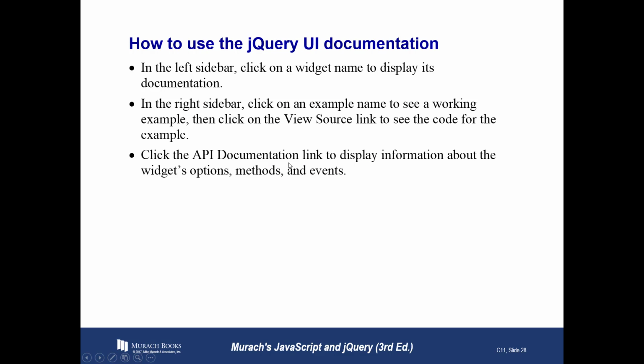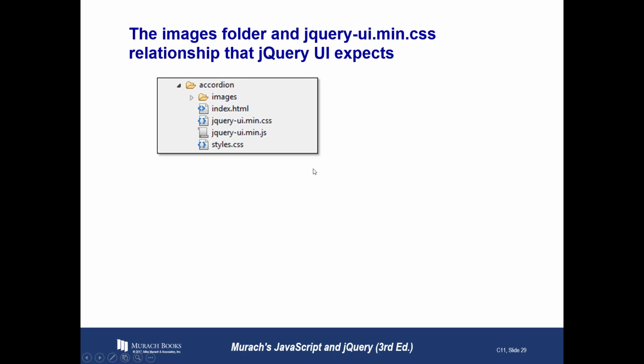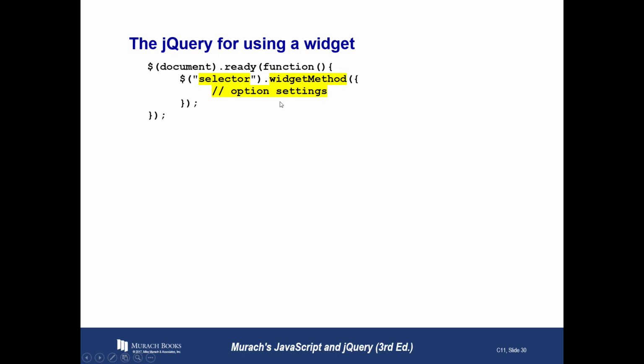All right. How to use the jQuery UI documentation. I've shown you this. In the left sidebar, click on the widget you'd like. In the right sidebar, click on the example name to see a working example. Check the API documentation to display additional information. Here is an example of how you would typically use a widget. You put it under your document.ready, and we really haven't talked about that, but that is where typically you will put most of your jQuery code.